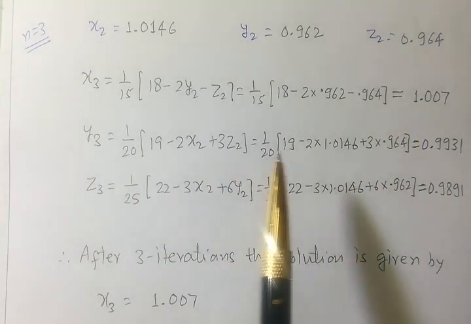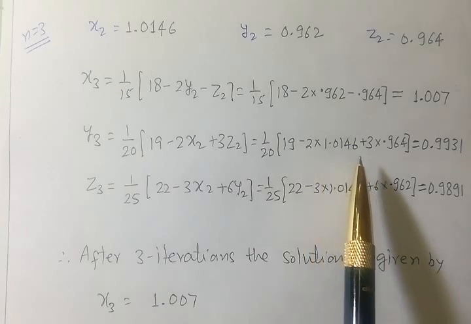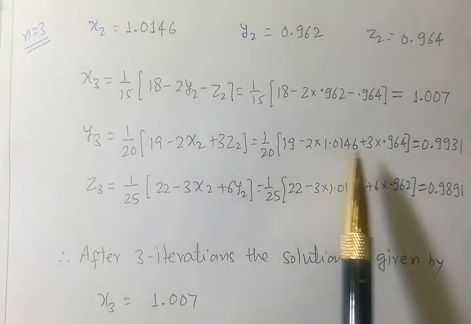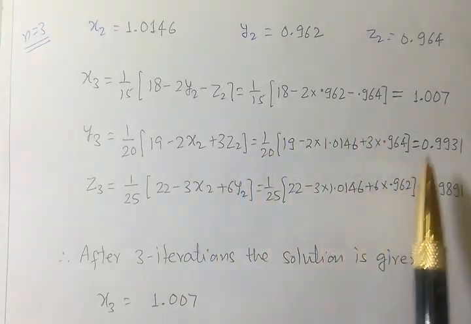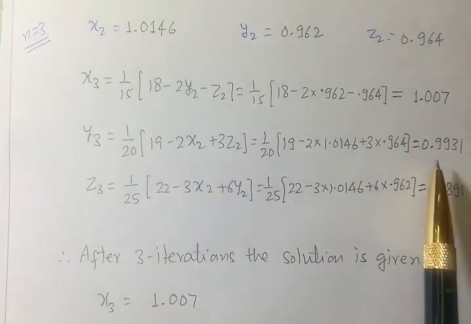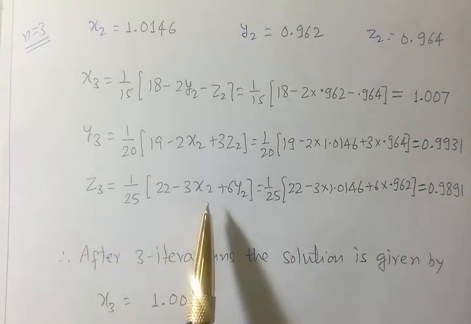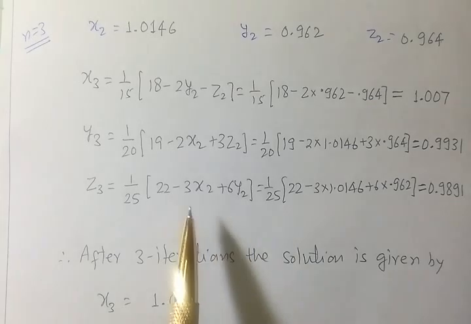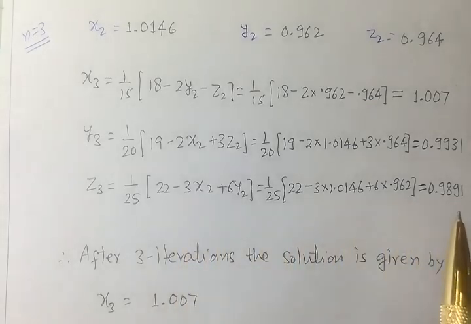So y3 will be 1 by 20 times (19 minus 2 into 1.0146 plus 3 into this). These are the values of x2 and z2, substituted here and calculated using a calculator, and you get the answer 0.9931. Similarly, for z3 we'll substitute the values of x2 and y2 here this way and calculate. You will get 0.9891. So 3 iterations are over.